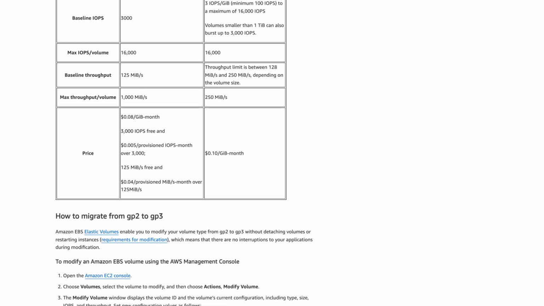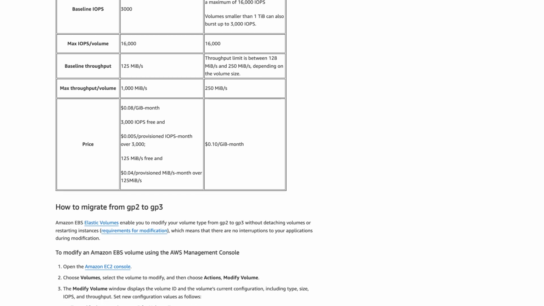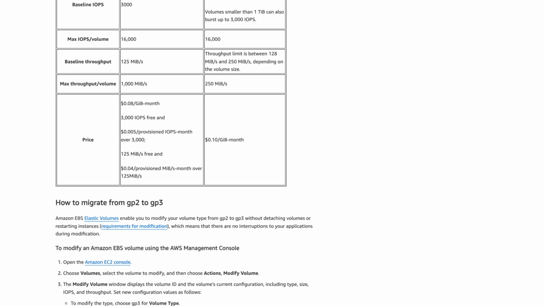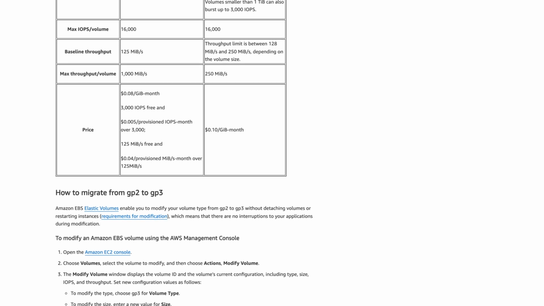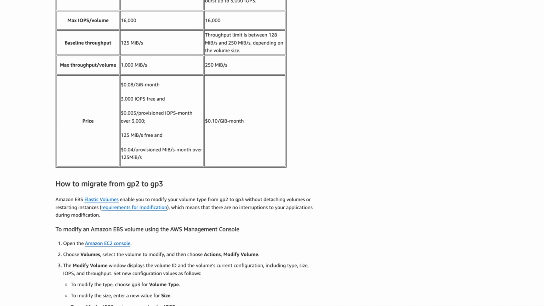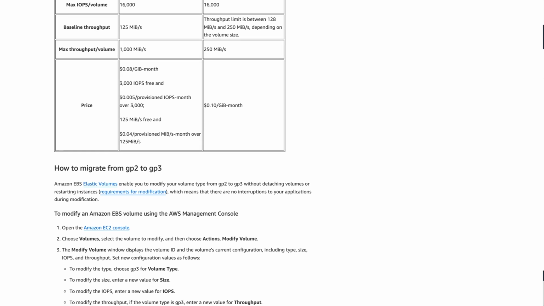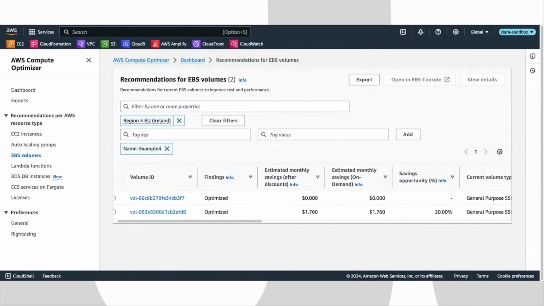So for any of you that are out there currently running GP2 volumes, my recommendation and AWS's recommendation is just to modify those volumes to GP3, because you'll instantly start saving money, with basically better performance and better capacity for those volumes. Let's take another example here, and we've got two optimized volumes.